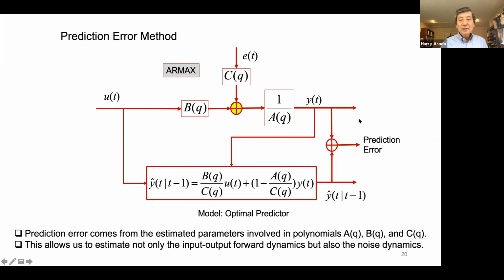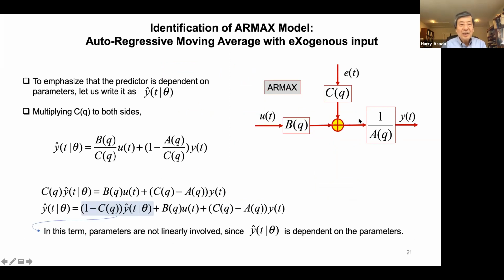Okay, so let's work out that one. Now, however, let me use a little bit different notation. I said y hat t given t minus 1, but in fact this is a prediction based on the estimated parameter values of theta. So let me write it to emphasize that: y hat t theta.